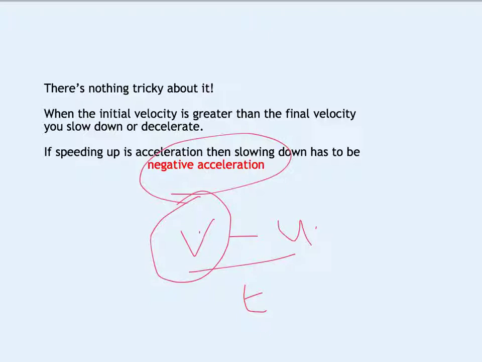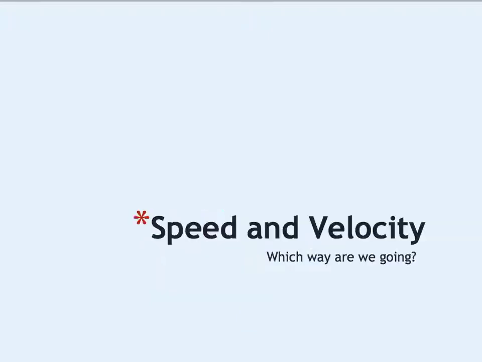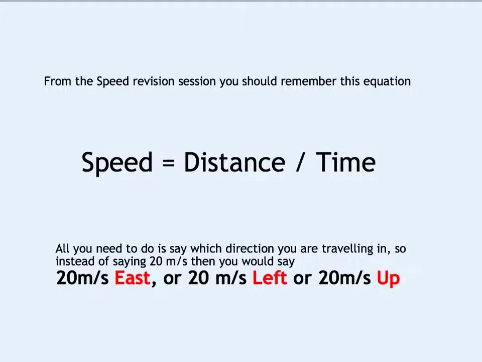And now we're going to look at the difference between speed and velocity. Quite simply, this is about knowing which direction we're going in and how fast we're going in that direction. We mentioned this before, this is from the speed revision session. Speed is distance divided by time. So in order to get velocity, all you need to do is add a direction onto the end of that. So east or left or up or over there, all of those would be acceptable.